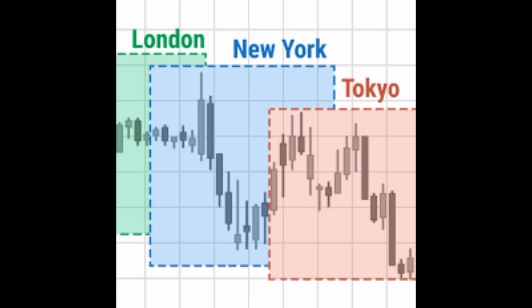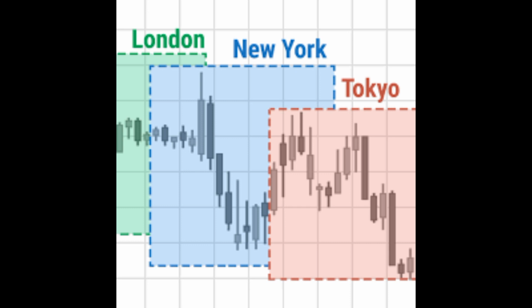Starting with the Sydney session. The Sydney session is the start of the trading day. That means it's the first session of the day. And while it has lower overall trading volume compared to London or New York, it is important for setting vital market sentiment. So that's it about the Sydney session.